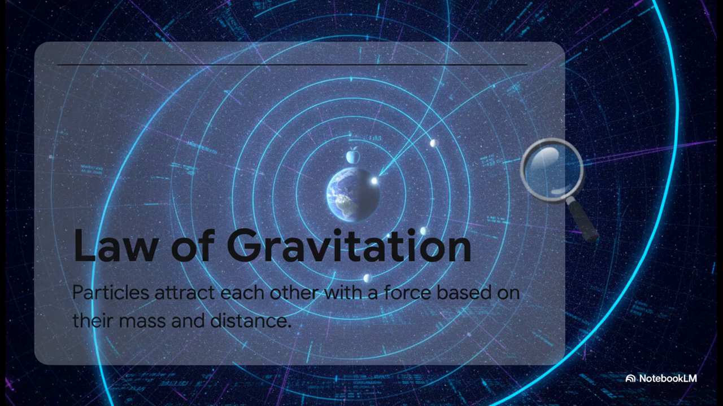Way back in 1665, Isaac Newton had a massive realization. He figured out that the exact same gravitational force pulling an apple down to the ground is actually the same force responsible for holding the moon in its orbit. It's a universal rule. He realized that every single particle attracts every other particle. Basically, this gravitational pull depends entirely on how much stuff, mass, the objects have, and it weakens by the square of the distance between them.